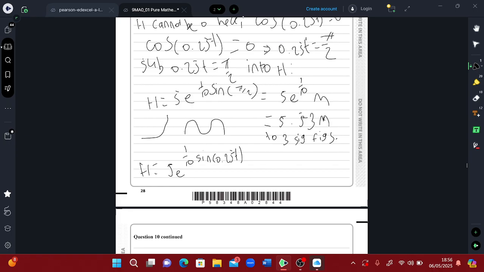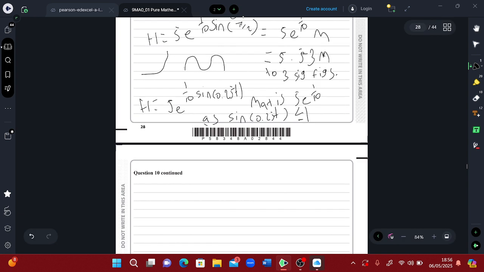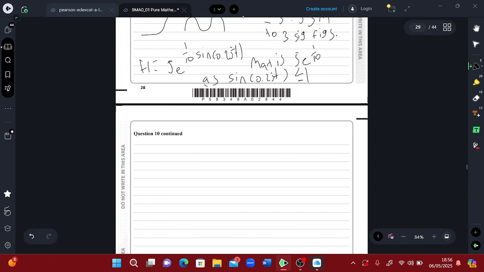You won't get penalised or lose marks for doing it this way, but it's a bit long-winded. But if you are good at functions and graphs and you recognise that, you can argue quite easily, more efficiently, I guess, that the max is going to be 5e to the 10. Okay. Max is 5e to the 10th as sine of 0.25t has to be at most 1. So you're taking the maximum value of 1. But yeah, that's how you would approach that.